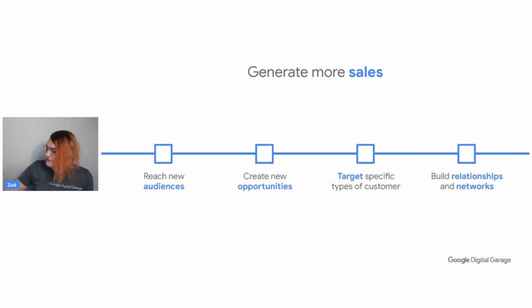So how do we generate more sales? Social media can absolutely help us do that. You can reach audiences that maybe you wouldn't have reached before. Again, up to 84% of the UK adult population is on social media. That's a huge, and that's just the UK, that's a huge population that you can connect with.